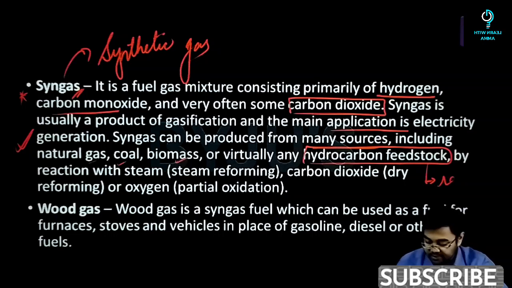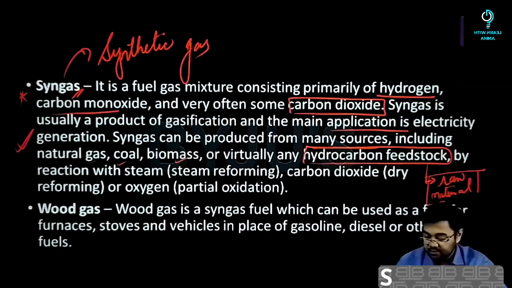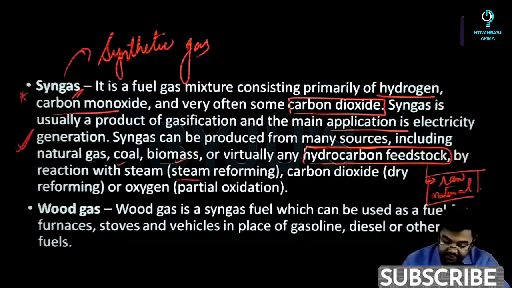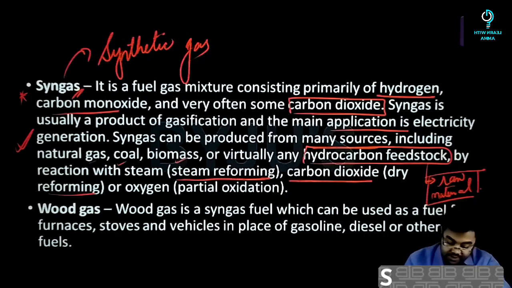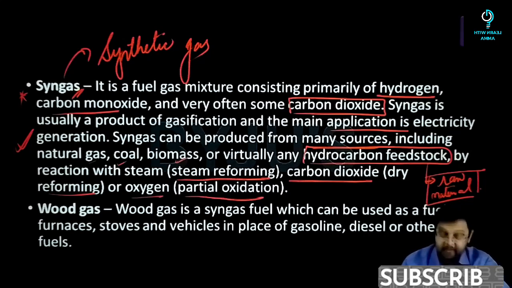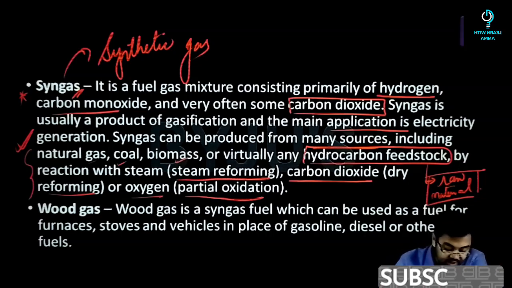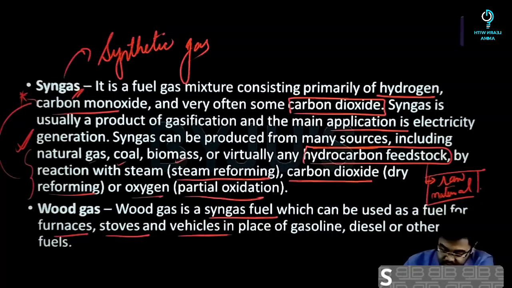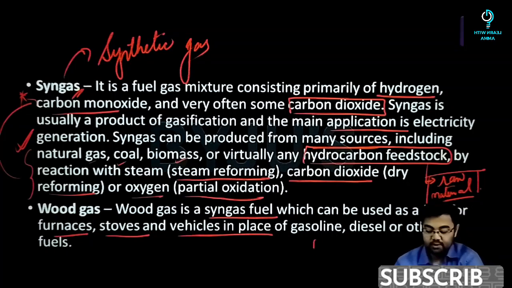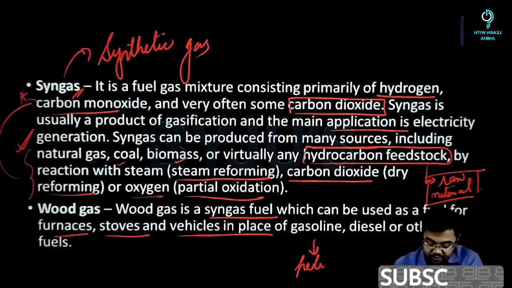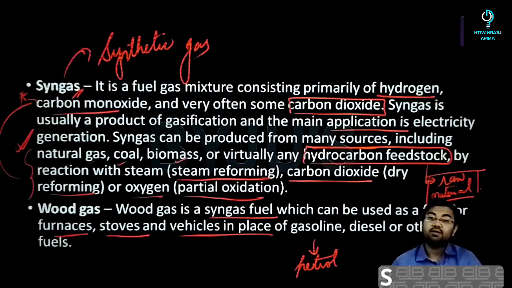What is feedstock? Basically, in other words, any raw material for a given thing is called feedstock. So by reaction with steam, which is called steam reforming, by reaction with carbon dioxide, which is called dry reforming, or by oxygen, which is called partial oxidation, all these three processes can produce syngas. Then you have wood gas, which is a syngas fuel that can be used for furnaces, stoves and vehicles in place of gasoline. Gasoline is the other word for petrol, diesel or other fuels.